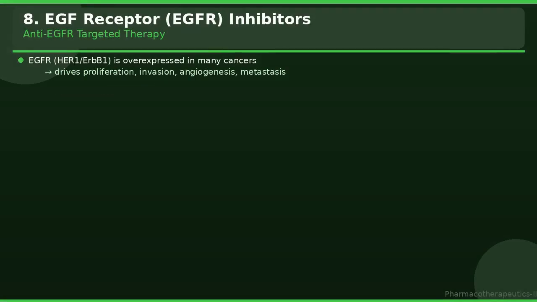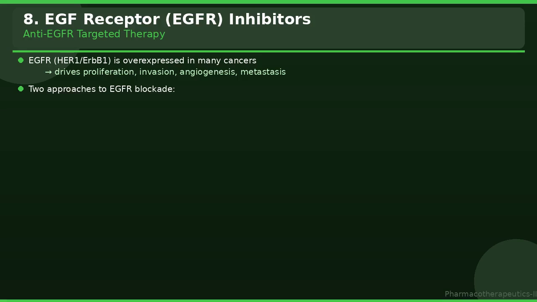The eighth class is EGF receptor inhibitors, agents that specifically target the epidermal growth factor receptor, also known as EGFR, HER1, or ERBB1. EGFR is overexpressed or mutated in many solid tumors including lung, colorectal, and head and neck cancers, where it drives proliferation, invasion, angiogenesis, and metastasis. There are two main approaches to blocking EGFR signaling.